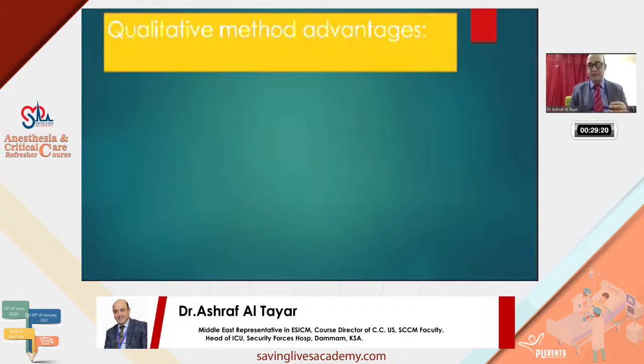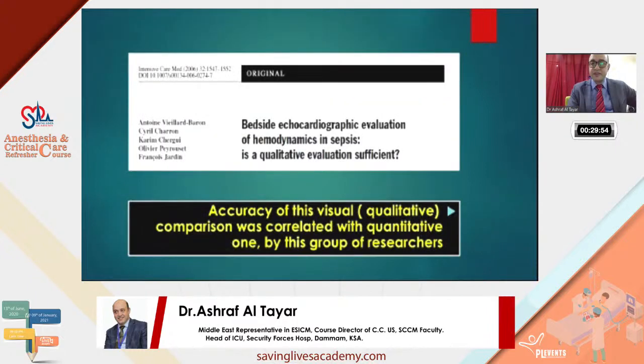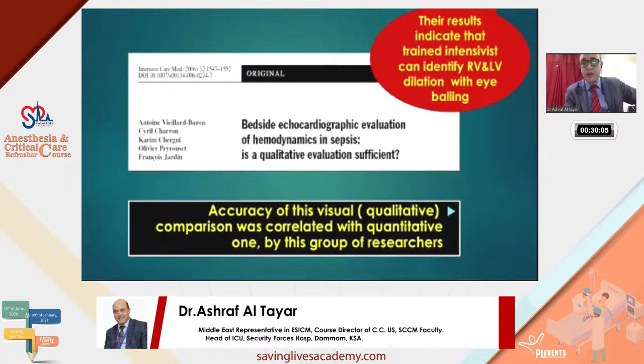So quantitative measurement using eyeballing was found to be very simple, and it avoids individual variation, because you and I can agree that this is mild global hypokinesia, and this is moderate, this is severe. The ejection fraction numbers don't matter. At the end of the day, at the bedside, I would say that this patient has a severe systolic dysfunction, or moderate, or mild dysfunction. This needs inotropes, this doesn't need inotropes, and so on. There is evidence supporting this, that when we go with qualitative rather than quantitative, you do well, and accuracy was tested very well, with evidence that there were no big differences between the eyeballing and the quantitative measurements.